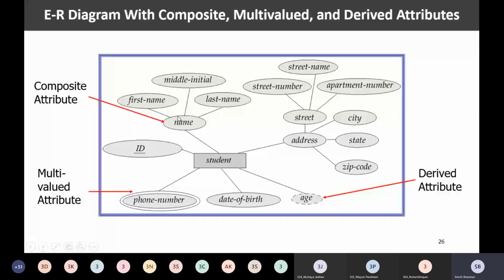Please look at it. How to represent the composite attribute, how to represent the multi-valued attribute, how to represent the derived attribute, and how to represent the primary key.